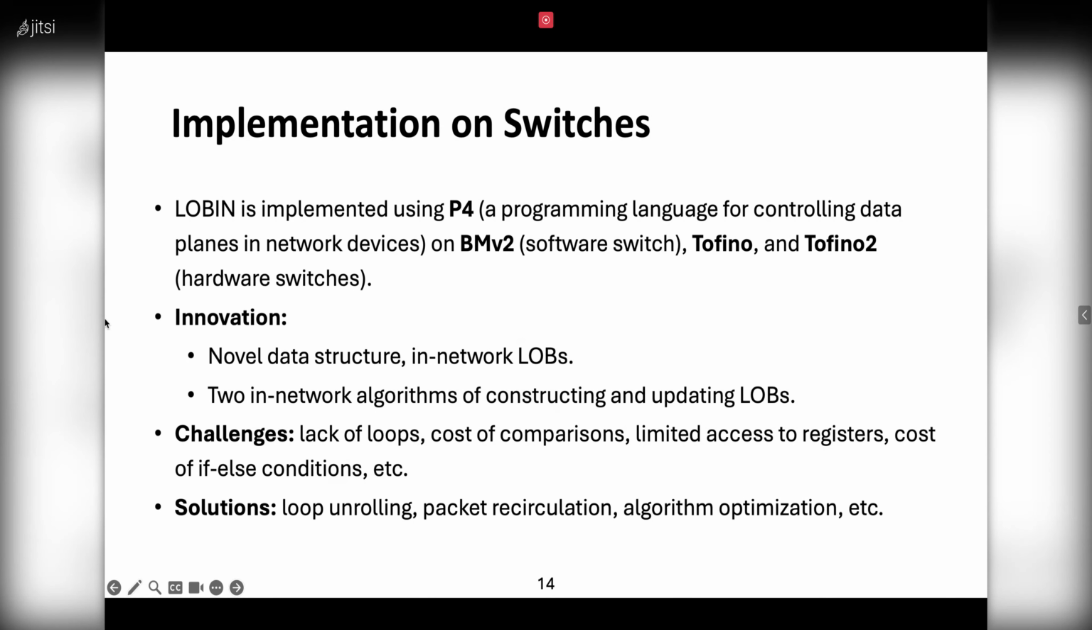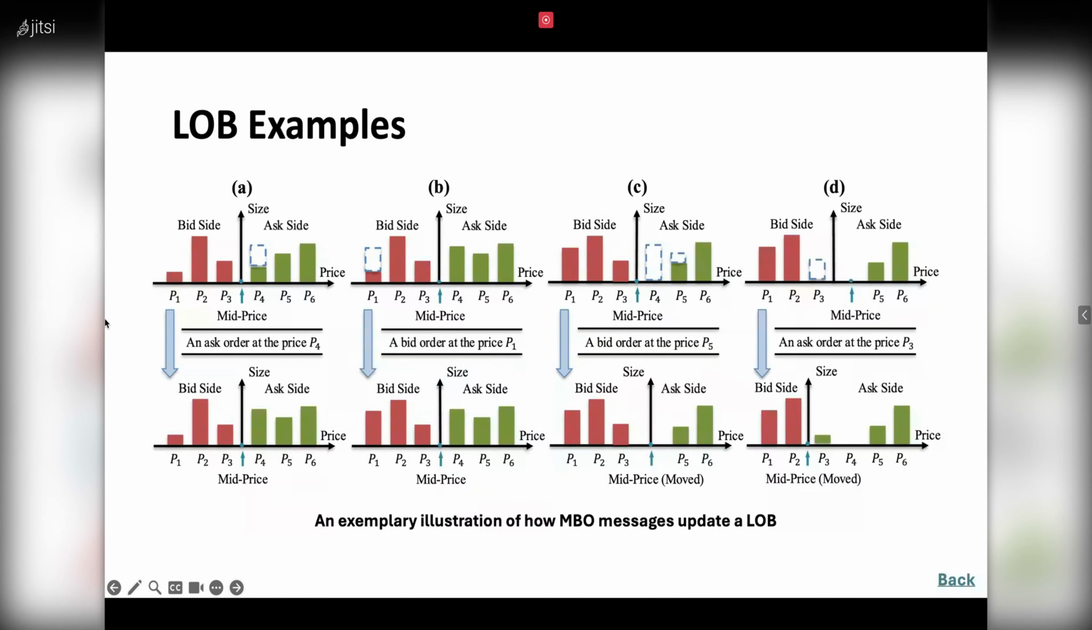We also want to optimize our algorithm so it can fit into the network devices within the limited number of stages and memory requirements. So that required optimization of the algorithm itself. Here I give an exemplary illustration of how MBO messages can be used to update the limit order book.